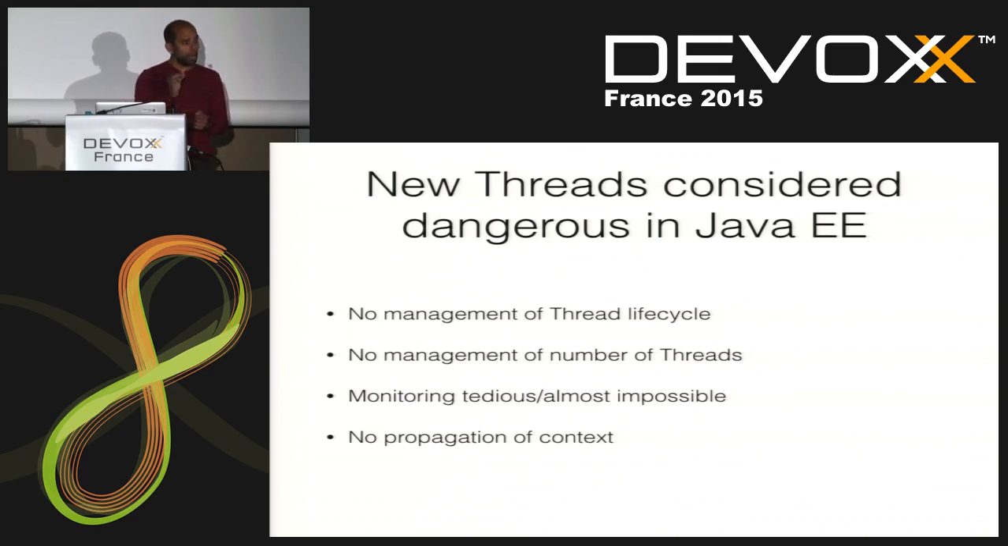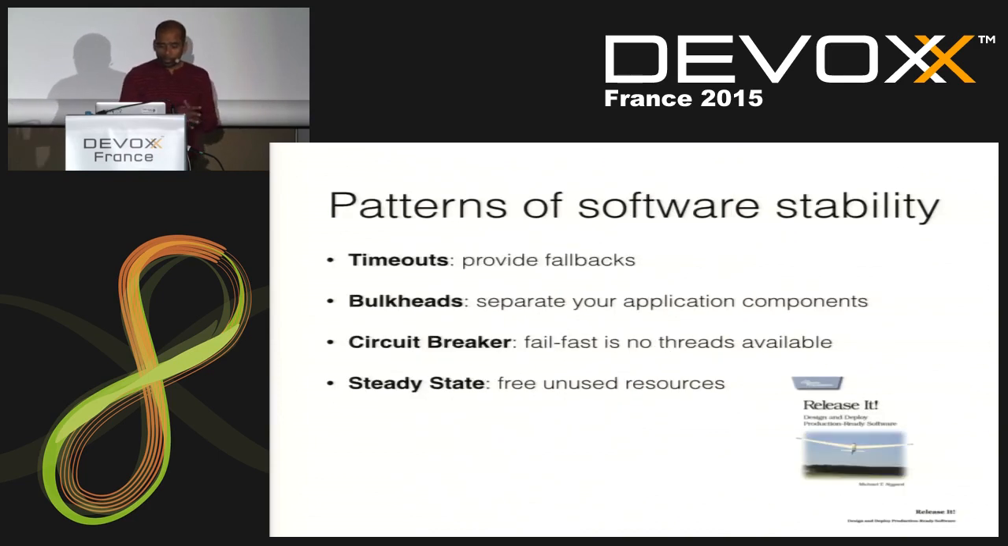And the most important problem is that a Java EE application is running in a particular context: security context, class loading context, and so on. How do you pass that context to the thread? There is no standard mechanism to do that. You have to hack your way around it. So for all those reasons, it's not recommended to spin up your own new threads in Java EE.